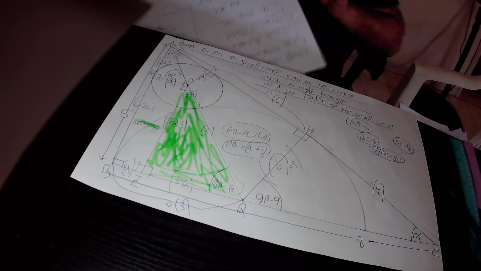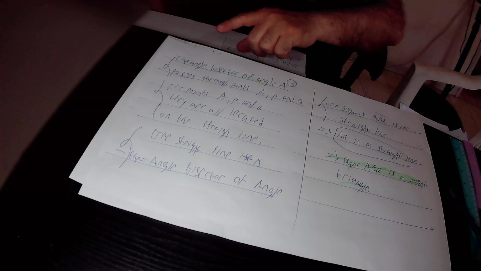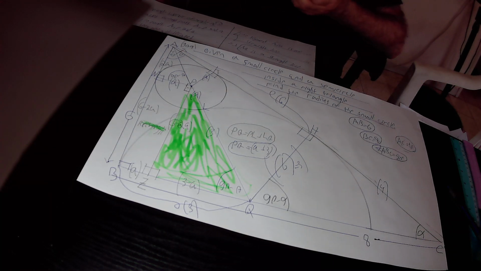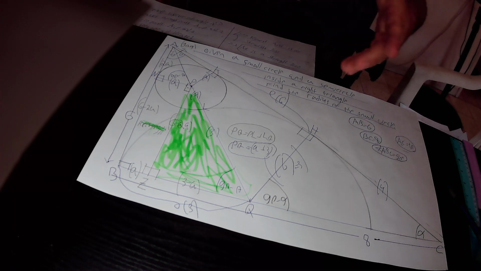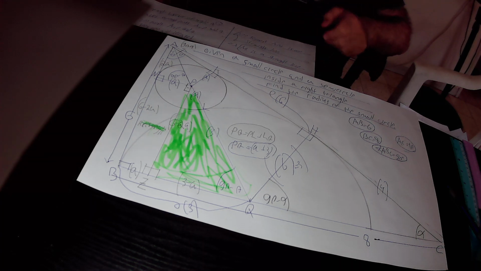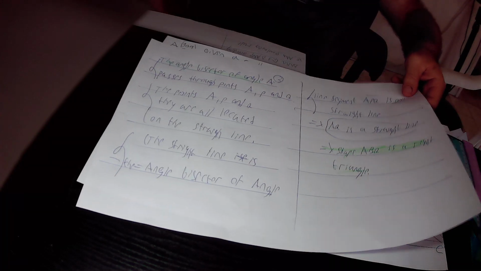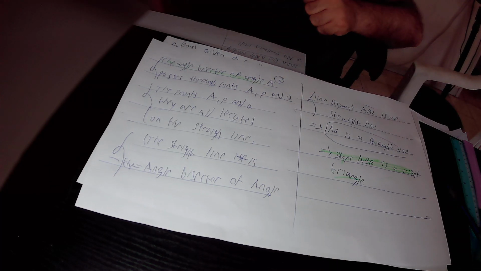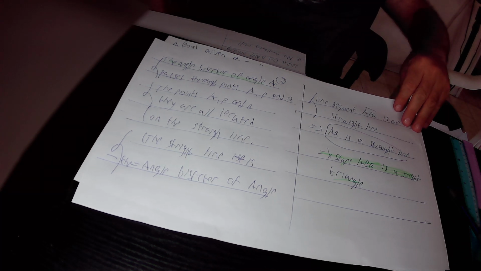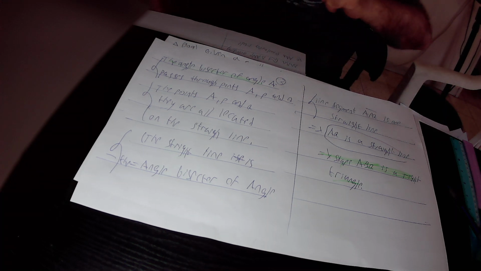And then again, the angle bisector of angle A passes through points A, P, and Q. But the angle bisector of any angle is a straight line. Therefore, we can write down that points A, P, and Q are all passing through a straight line. What is the straight line? The straight line is the angle bisector of angle A. So they are all located on the same straight line.